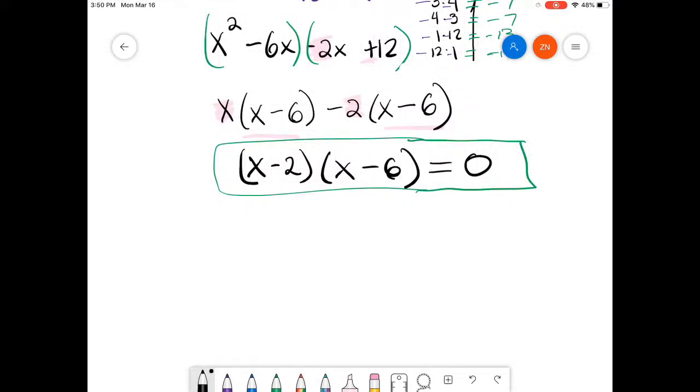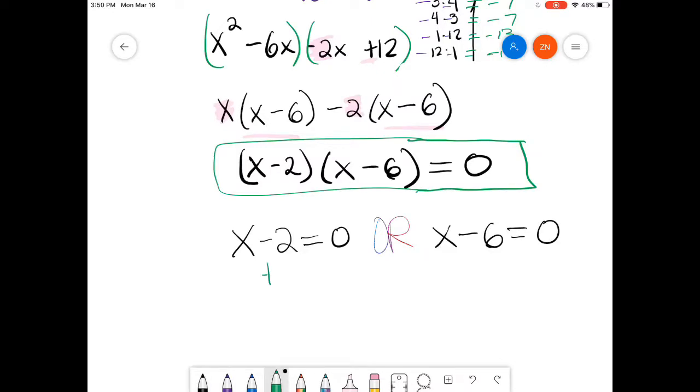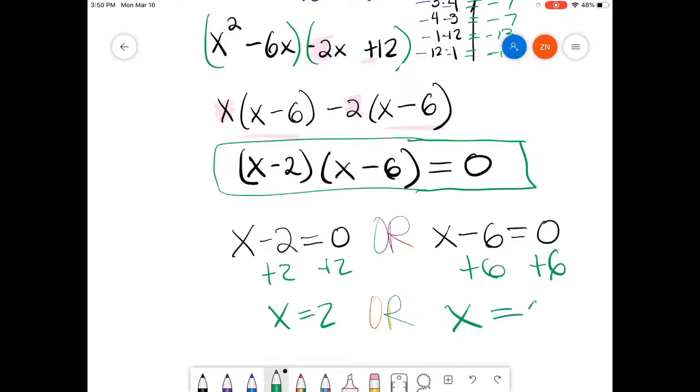So I can find a solution by saying x minus 2 equals 0, or x minus 6 equals 0. If I solve this one-step equation, plus 2, I have x equals 2, or I have x equals 6. So your assignment report may ask you to state the solutions of the polynomial or the trinomial, and this is how you would find it.